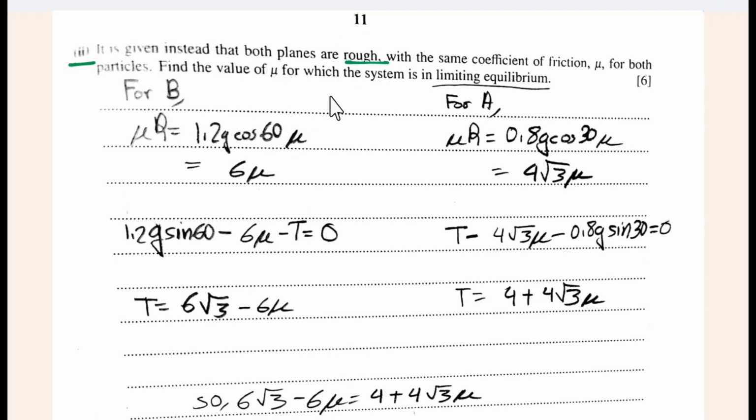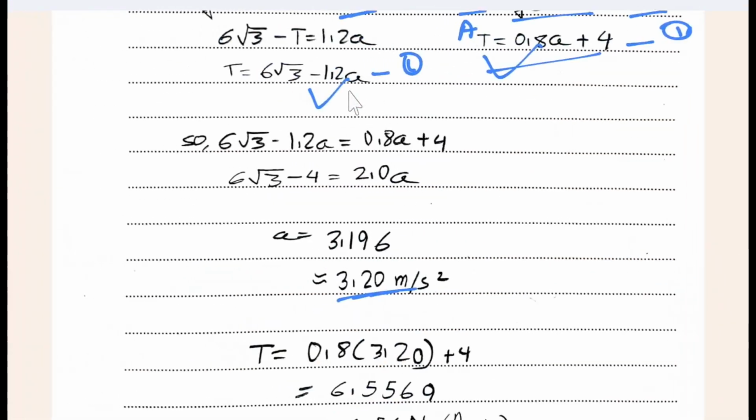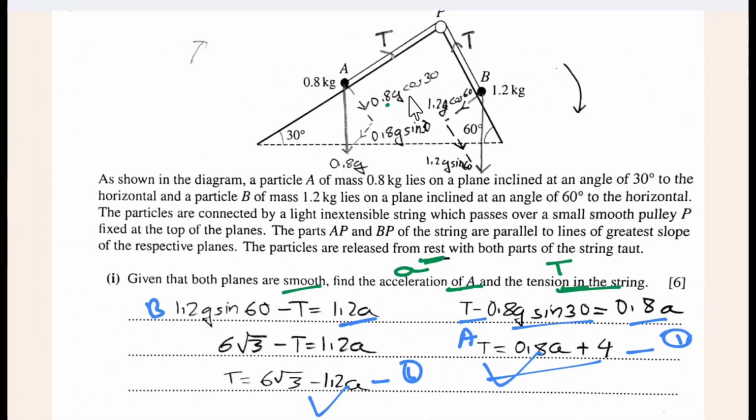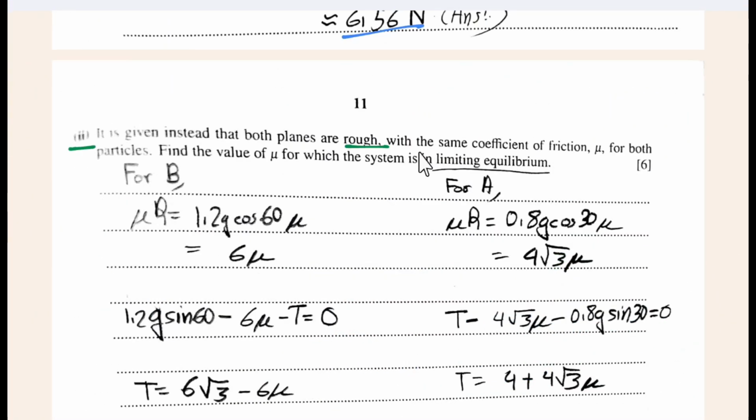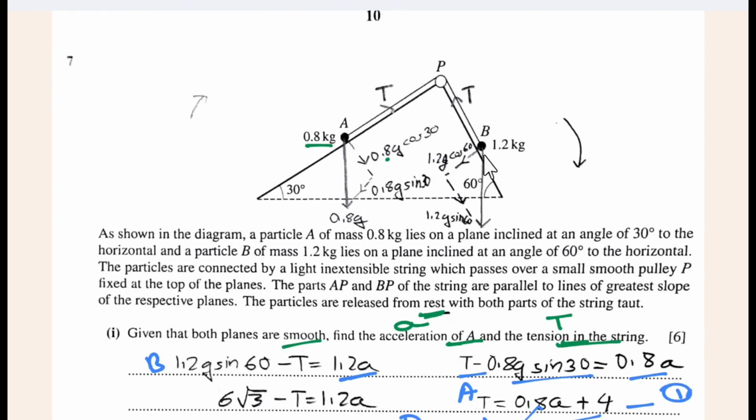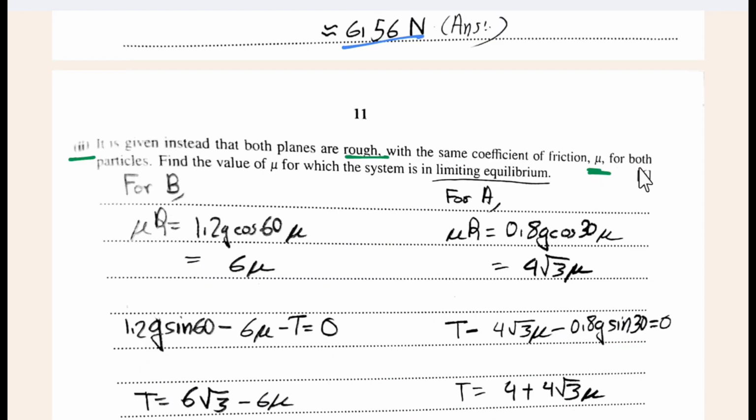Now both the planes are rough, but initially it was given that both the planes are smooth. So for the planes that are rough with the same coefficient of friction, that is mu, for both particle A and B the coefficient of friction is mu. Then we need to find the value of mu for which the system is at limiting equilibrium.